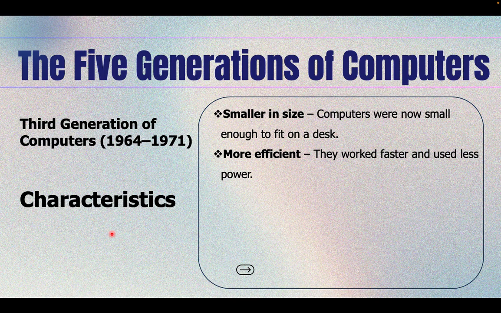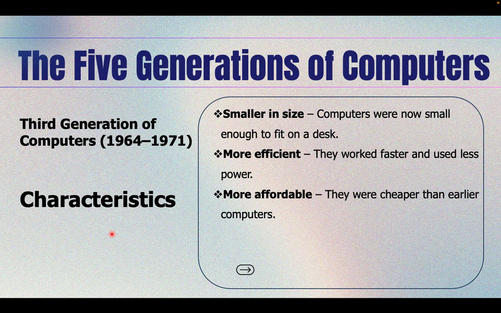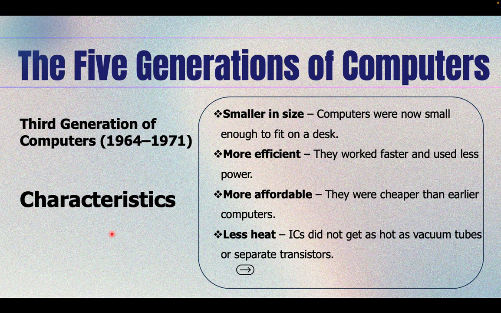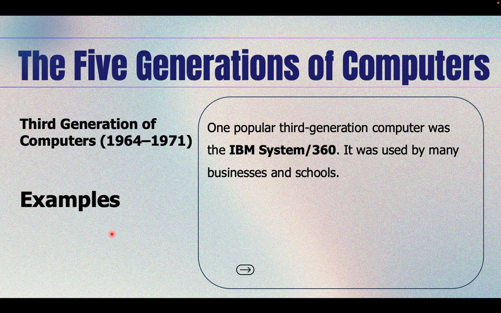It became more efficient. They work faster. They use less power. They become more affordable. They were cheaper than the earlier computers, and they produce less heat. ICs did not get as hot as vacuum tubes or separate transistors, so they produce less heat. Now let's look at some basic examples.